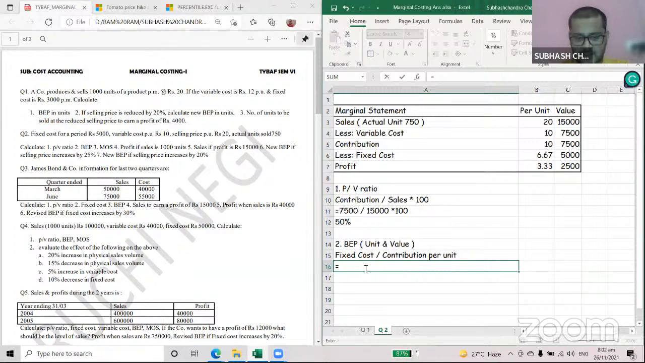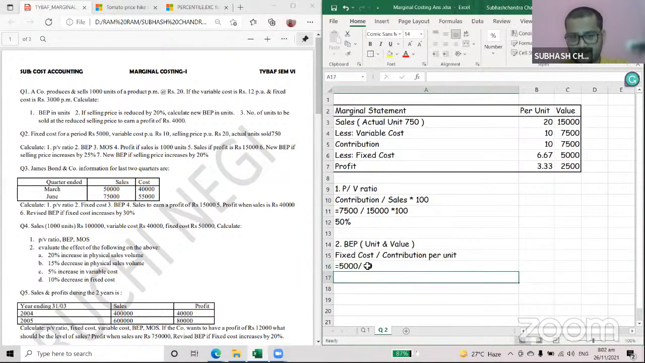So what is my fixed cost? That is rupees 5,000 divided by how much? Contribution per unit is what? 10. That will give me how much? 500 units. So this is going to be my BEP.